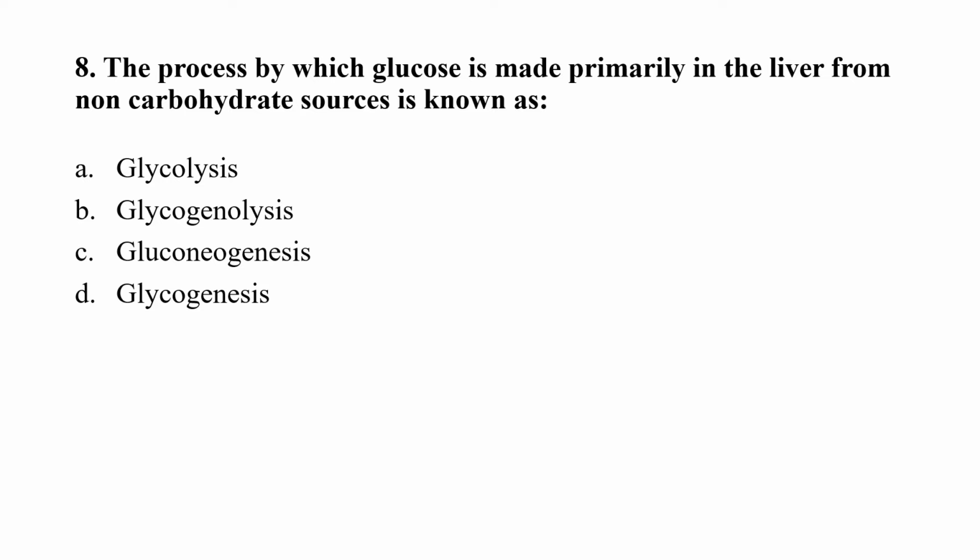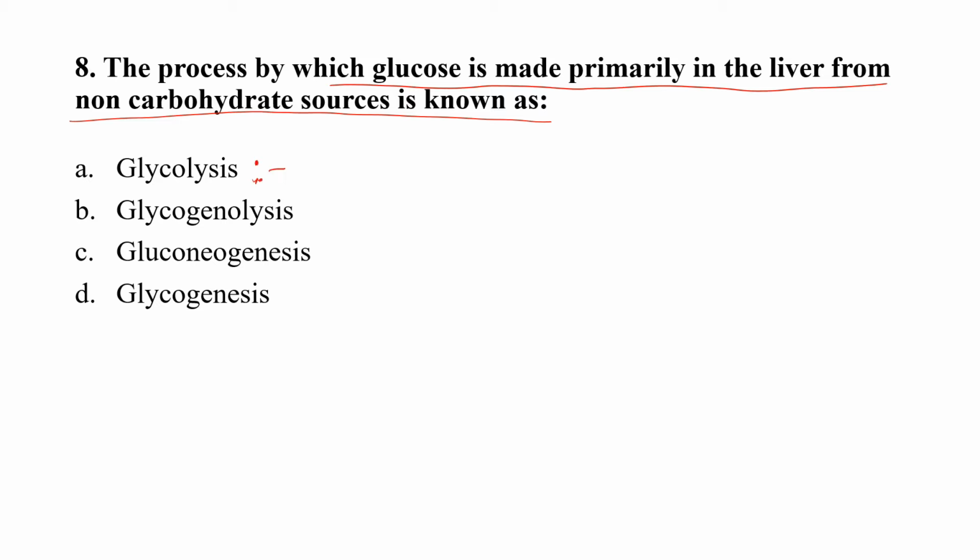Question number 8. The process by which glucose is made primarily in the liver from non-carbohydrate sources is known as option A, glycolysis. Option B, glycogenolysis. Option C, gluconeogenesis. Option D, glycogenesis.